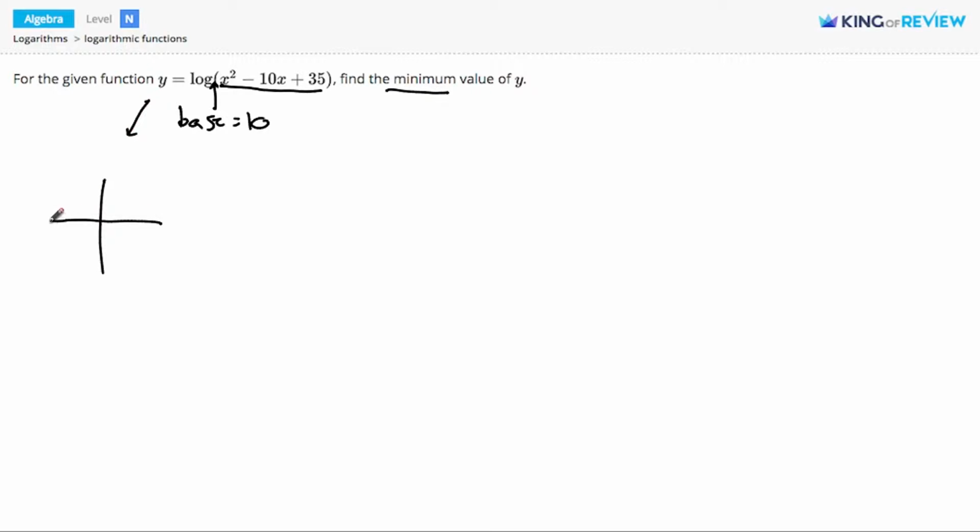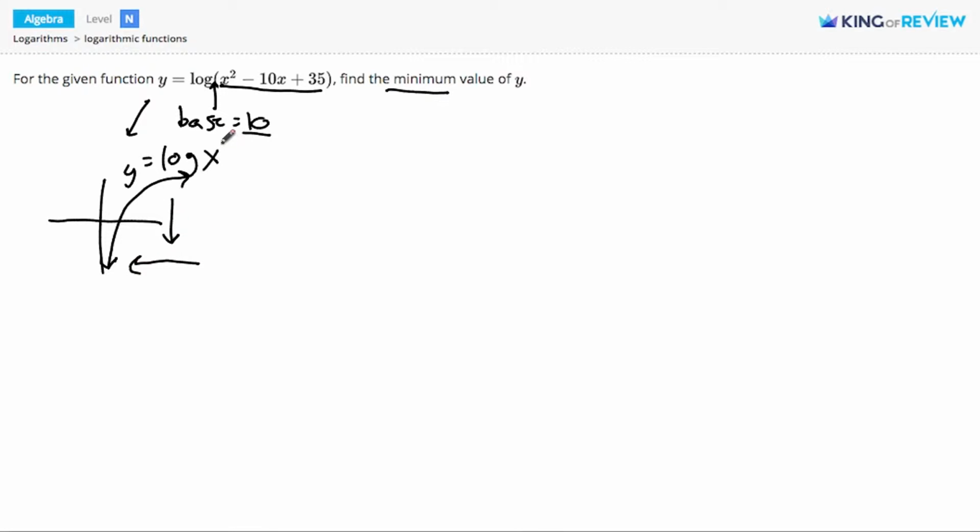In general, y is a log base 10 function. It's a complicated one with this polynomial inside, but if we think about the more general function, this graph is y equals log base 10 of x. The important thing to notice is that it's increasing. As long as the base of a log is bigger than 1, which it is here, the function will be increasing. So if we want to find the minimum value of our function, we have to find the lowest value of x. As x goes down, y goes down as well. So the lowest value of x will tell us where the lowest value of y is.